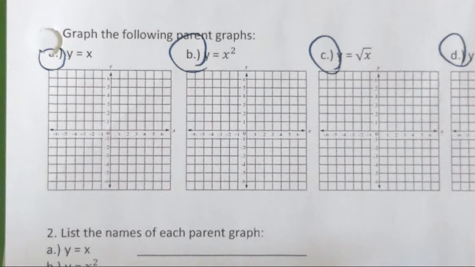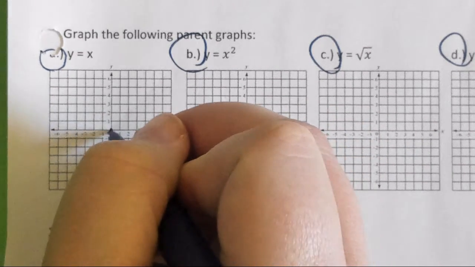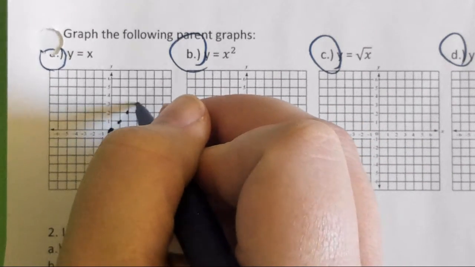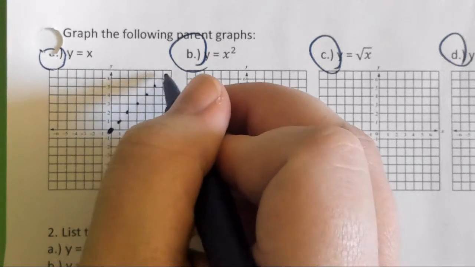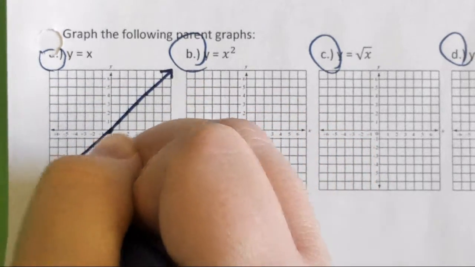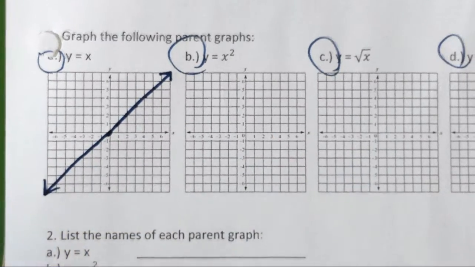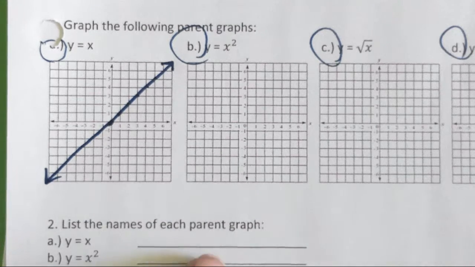I'm needing a volunteer for A. Yes, Grant. This will be like a diagonal line that goes through. Yep. So it's a line, it hits 1,1, 2,2, 3,3, 4,4. I could keep going. It's a diagonal line that goes through the origin. And that is that specific parent graph.